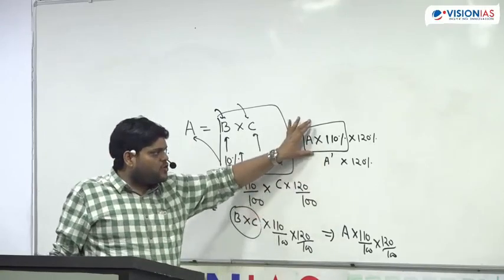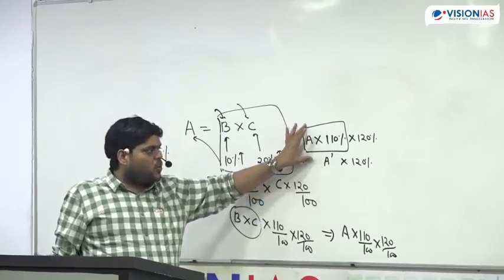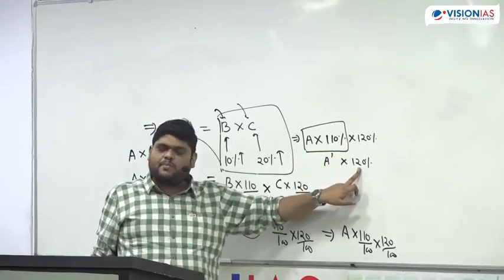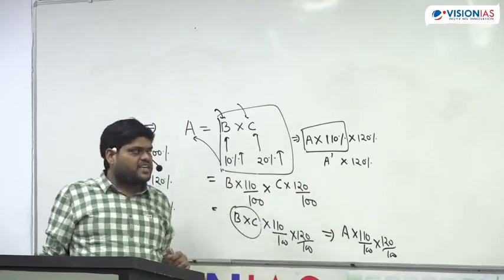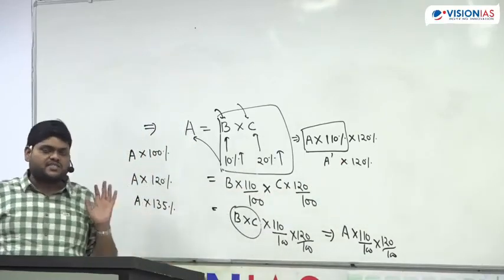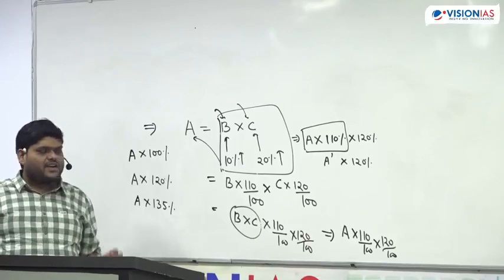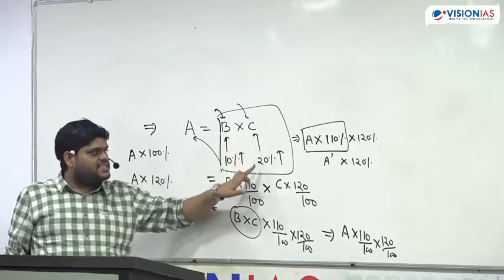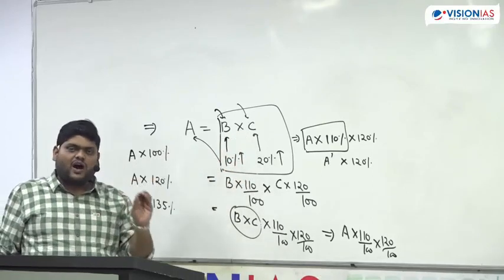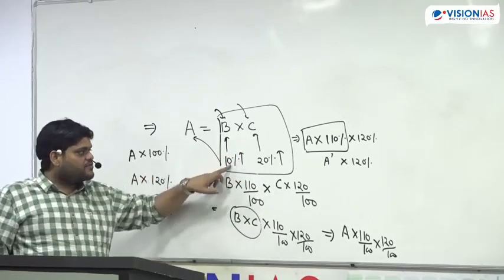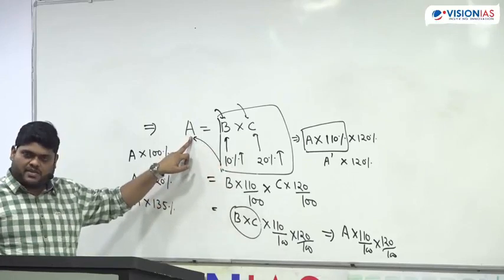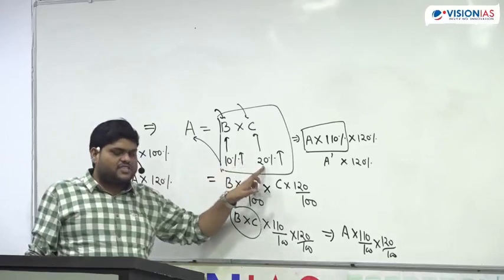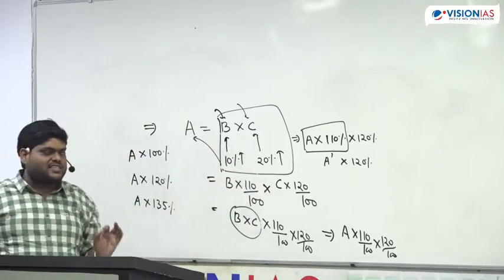Now whatever value A dash comes, we are multiplying it by 120%. Multiplying by 120% means there is a 20% increment. So whenever the question says B is increased by 10% and C is increased by 20%, you simply think that you have to increase A by 10%, and then successively, whatever value comes, increase that by 20%. Is this clear or not?